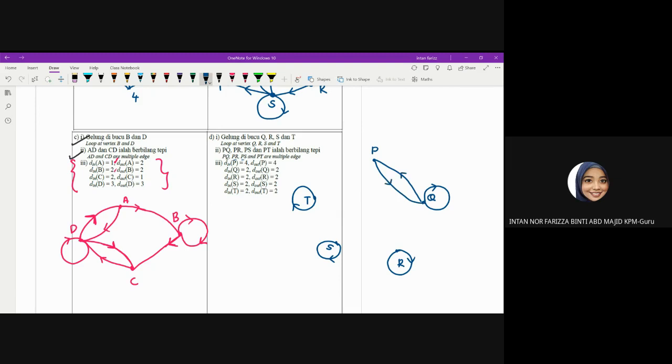PQ done, now my PR. In and out. Next is my PS, multiple edges, arrow, in and out. Next, my PT, okay, in and out. This is my diagram.